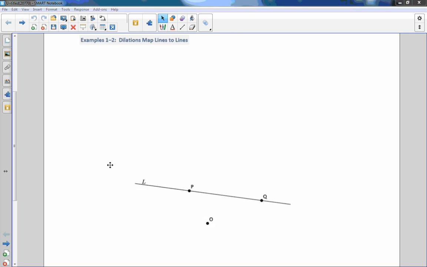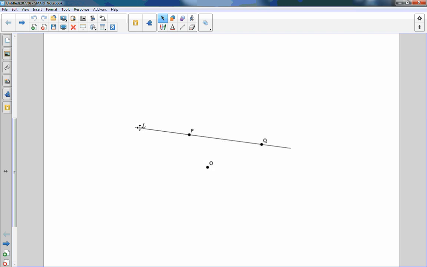The first thing they did was give us this line L. So here is line L, and it looks like a line segment. If you were to ask me, I would say that is line segment L because it does not have arrows at each end. So I'm going to do that. Now it is line L. On line L is a point P and a point Q, and offset from line L is the point O, which is not on line L. So that is what we're given. That is going to be our center.